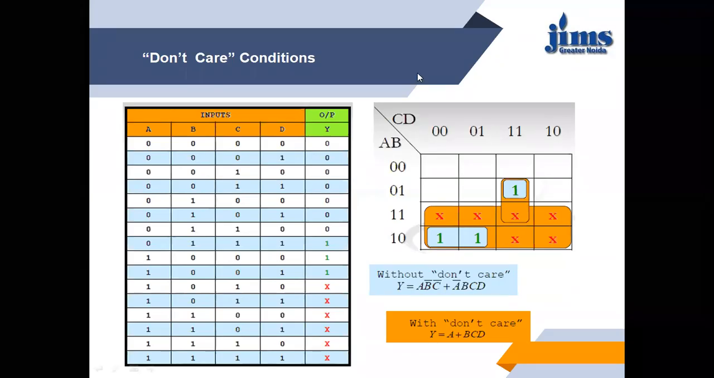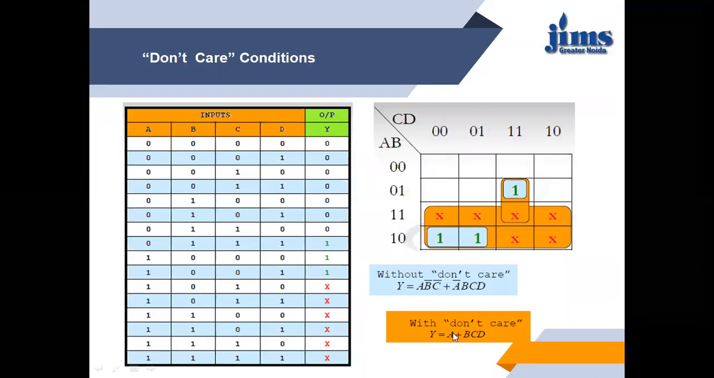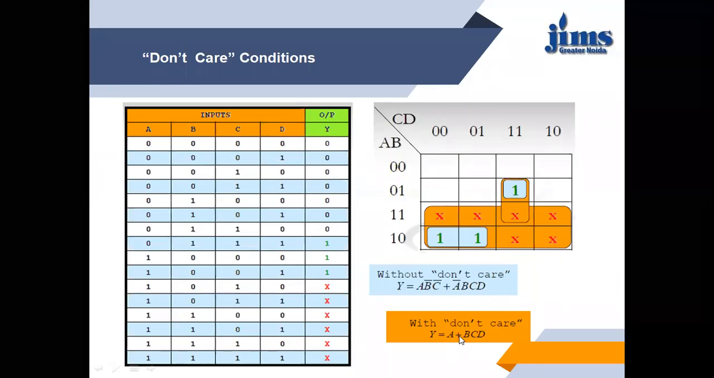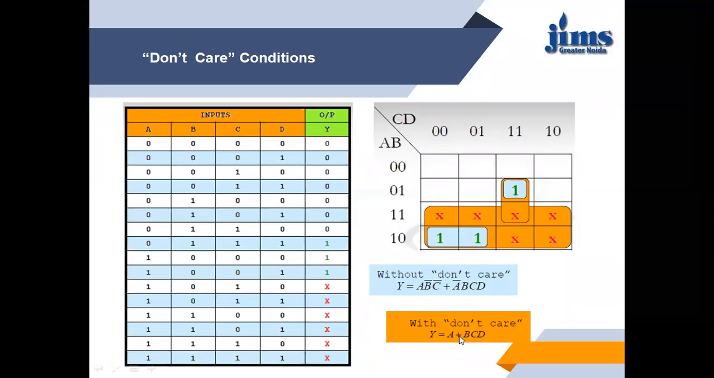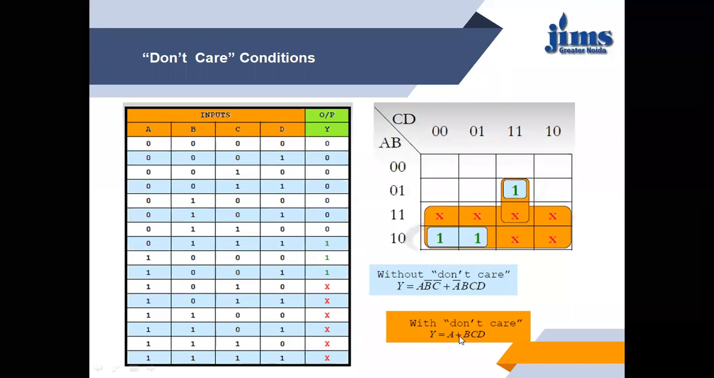So simply looking at the Boolean expression, we can find out that here we are using only a 3-input AND gate and an OR gate. So the hardware requirements are reduced when we are using don't care. Although the hardware requirements are reduced, the output will be the same, but it will cost less. Complexity will be reduced and the hardware cost will be reduced.